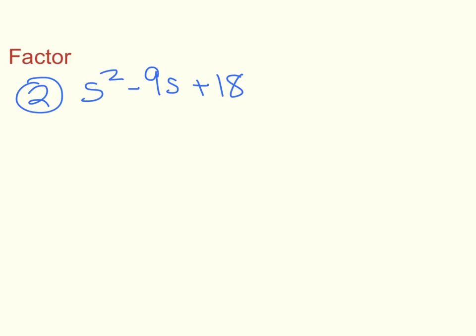Our second example, factor s squared minus 9s plus 18. And again, anytime we see that word factor, we want to check to see if there's a greatest common factor. S squared, 9s, and 18. Can't take s out of everything, and no numbers that we can take out of each and every one of those terms. Second, it's a trinomial.